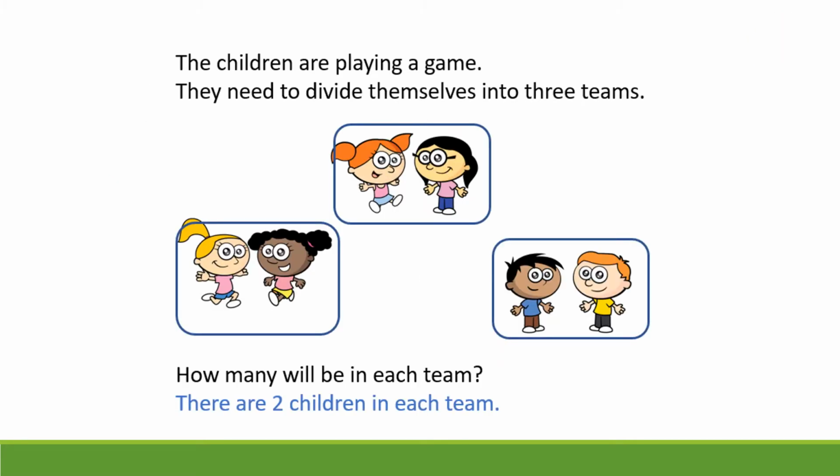Let's take a look. The children are playing a game and they need to divide themselves into 3 teams. There were 6 children altogether, and it asks you how many will be in each team. So when they divide themselves into 3 teams, there are 2 children in each team. Did you get that correct?